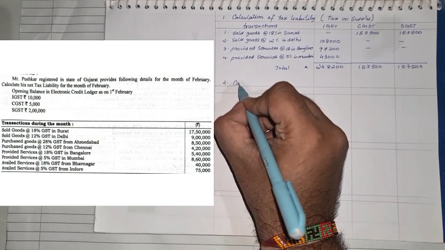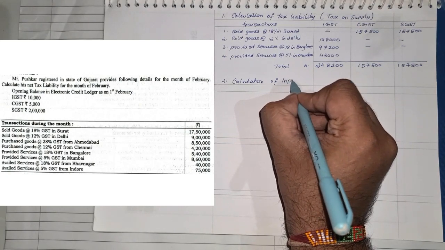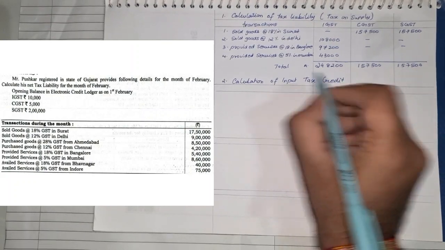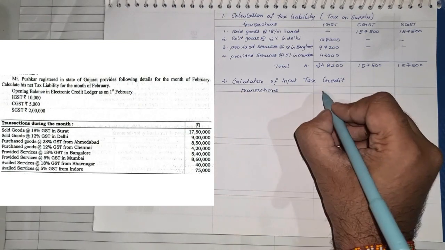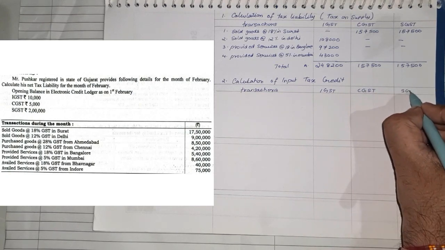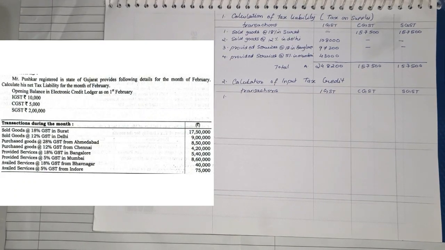Step number 2, calculation of input tax credit. That is nothing but all the tax on purchases that we have to find. So we'll have again transactions, IGST, CGST and SGST. Number 1, the very first thing given in the question is purchase of goods at 28% from Ahmedabad. Ahmedabad, Gujarat, same state, so 28% will get divided into 14% each.